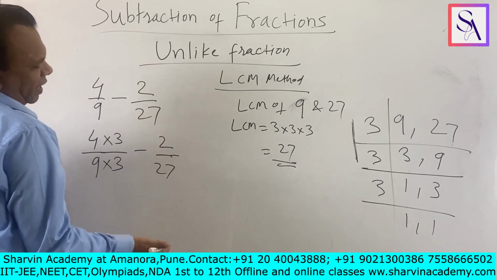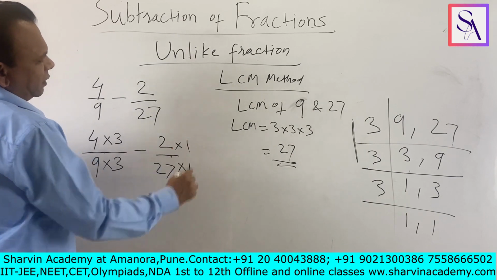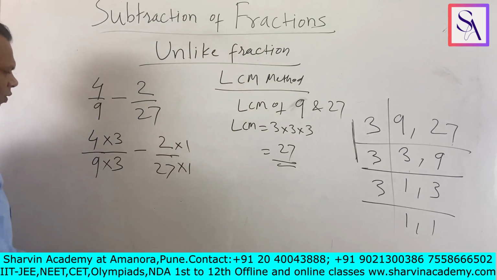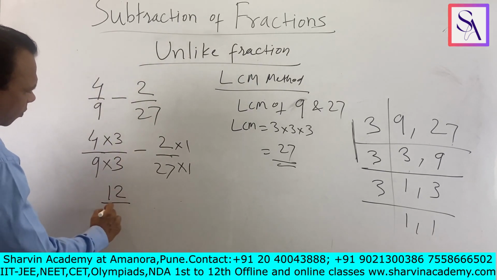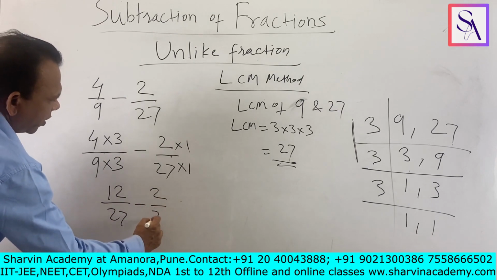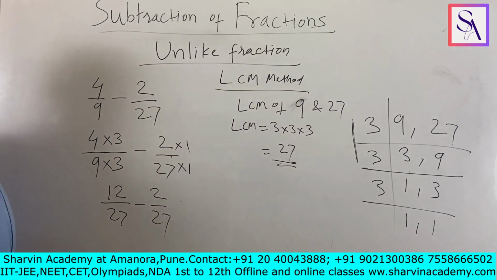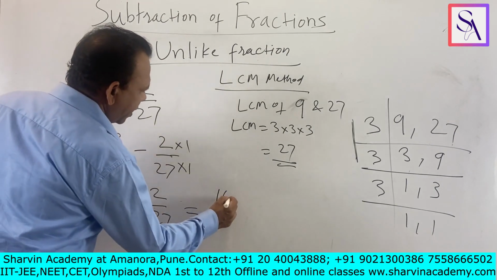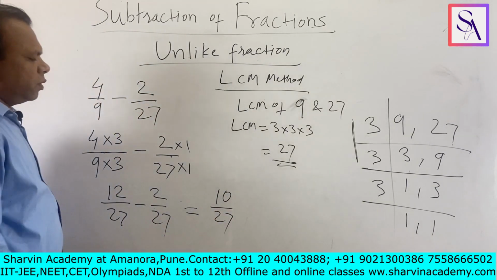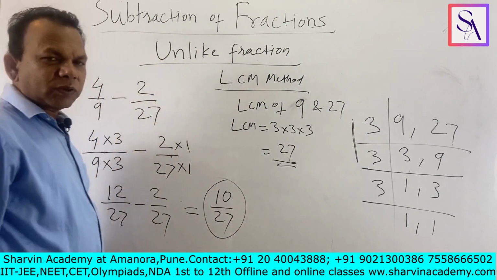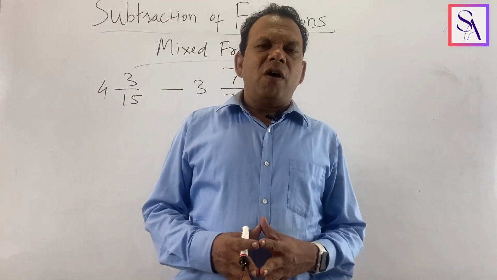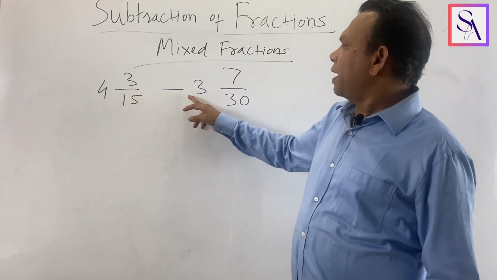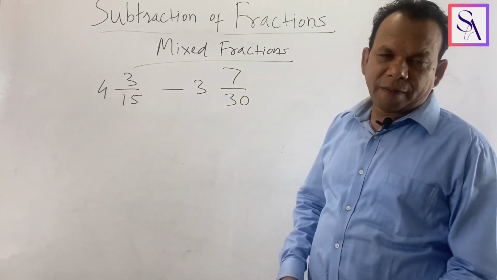So no need to multiply by any number, or you can multiply by 1. So 4 threes are 12 by 27 minus 2 by 27. Now the denominators are the same. So 12 minus 2 is 10 by 27. So this is our answer. Got it? Now subtraction of mixed fractions. So our example is 4 3 by 15 minus 3 7 by 30.